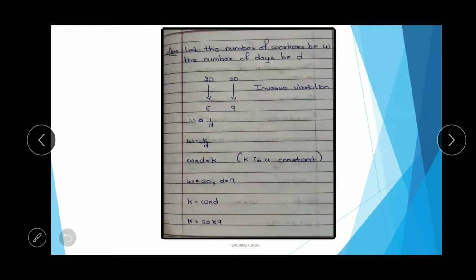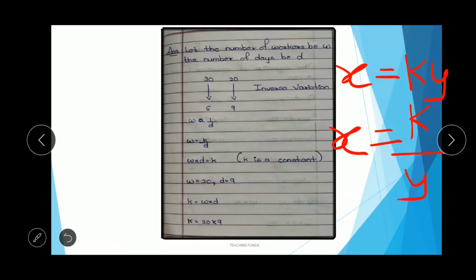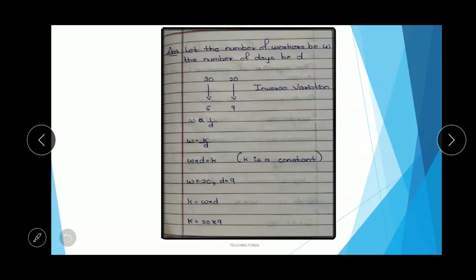Now the formula for inverse variation is a little bit different. In direct variation it was x is equal to ky, but in this case it will be x is equal to k upon y. Understood? Here alpha, the Greek symbol, will be there. So in this case the formula is W alpha 1 upon D. So W is equal to K upon D. We'll replace 1 with K. W into D is equal to K.